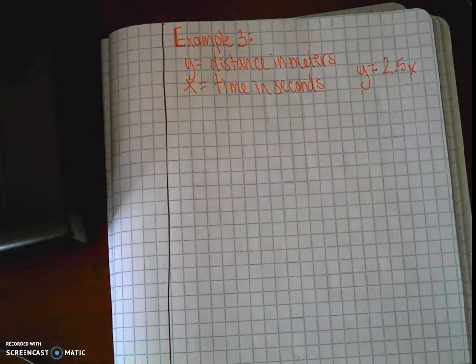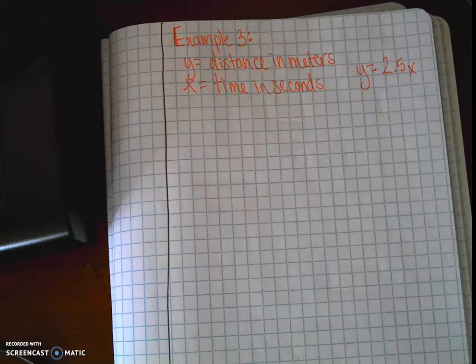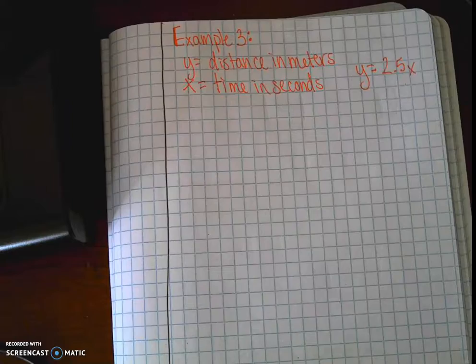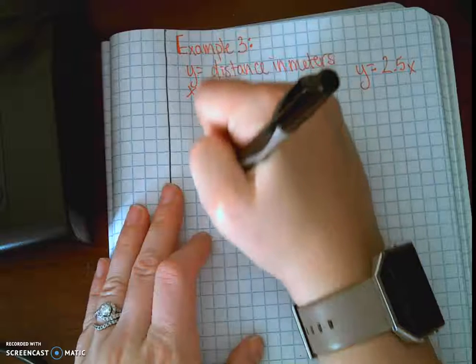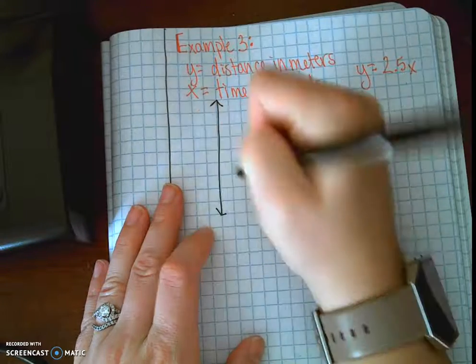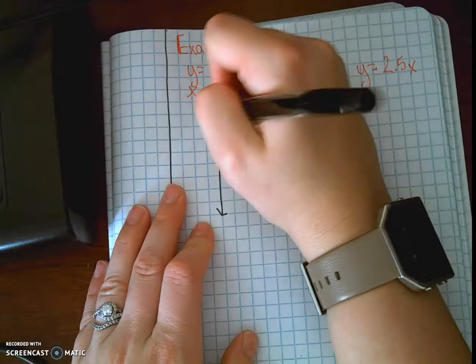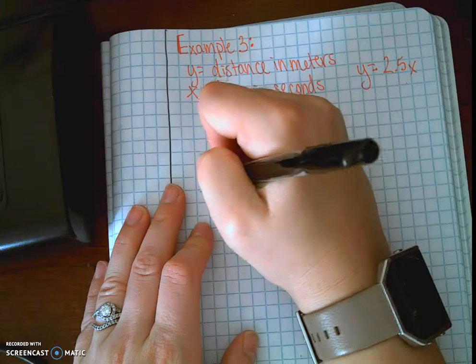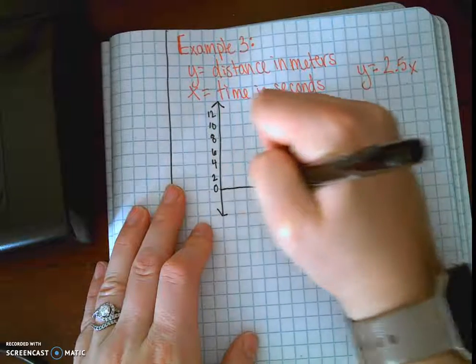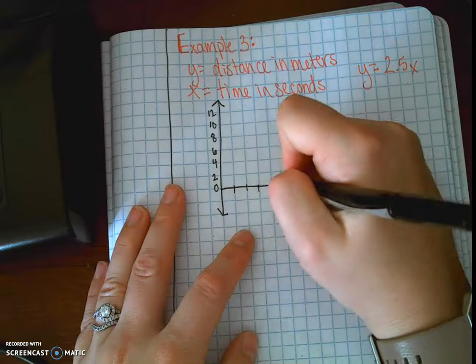Now they already gave us a graph that they want us to compare to. Okay, so I'm going to go ahead and draw our graph here. And they go up all the way to 12, and they're going up by 2, so 12, 10, 8, 6, 4, 2, 0. Okay. And they go over to 7.